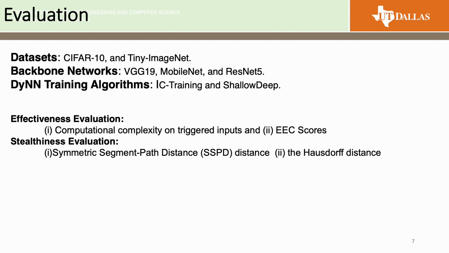We then evaluate our approach on two datasets, CIFAR10 and Tiny ImageNet. For each dataset, we choose three model backbones: VGG19, MobileNet, and ResNet. We use two training algorithms to train the dynamic neural networks: the intermediate classifier, separate training, and shallow deep.